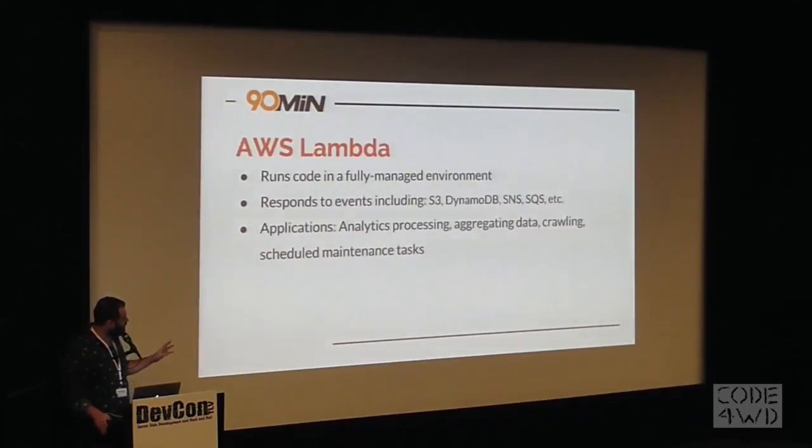So just one word about AWS Lambda. AWS Lambda is a fully managed environment that runs a function in the cloud. And another thing which is good about it, it can respond to AWS events like S3 saves and DynamoDB table edits. Basically, you can use it as an application for analytic processing, aggregating data, crawling, and scheduling maintenance tasks on your infrastructure.